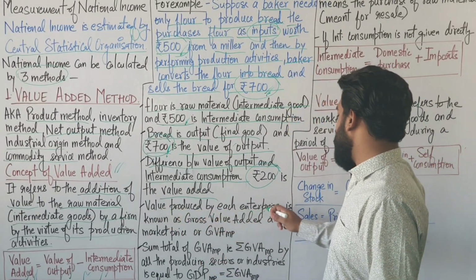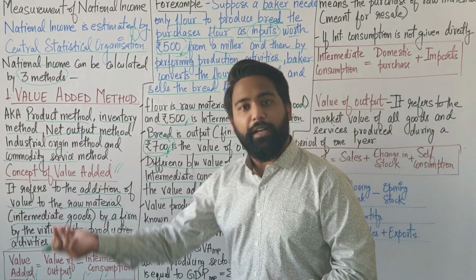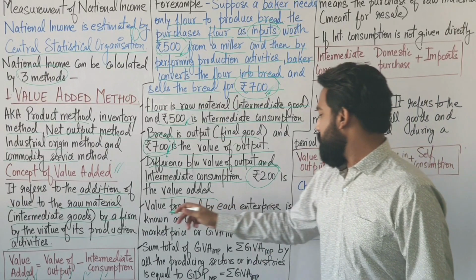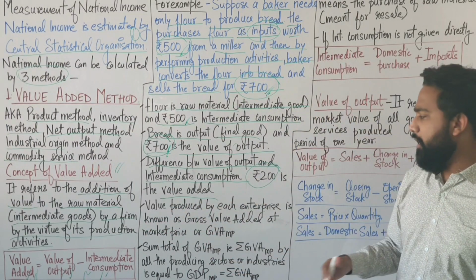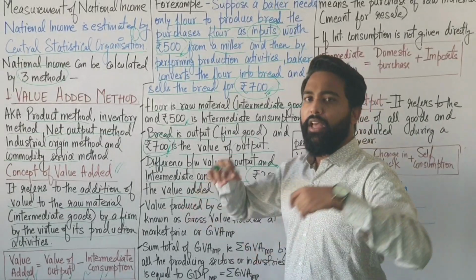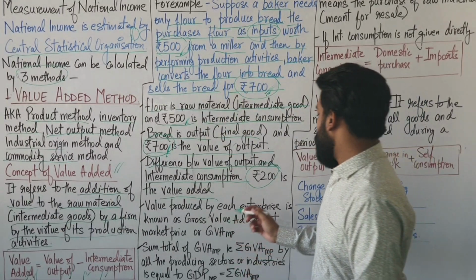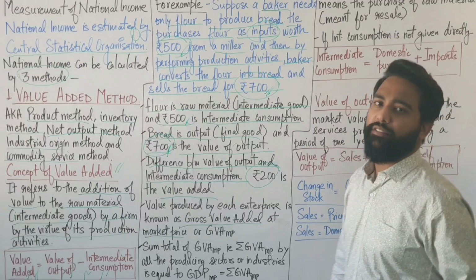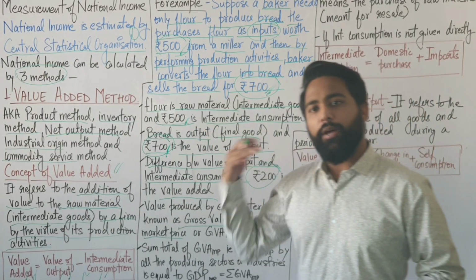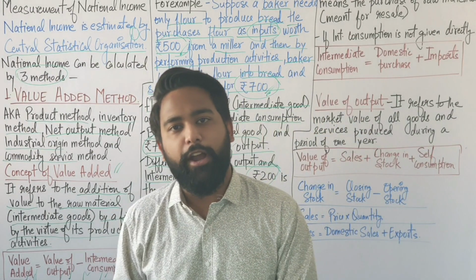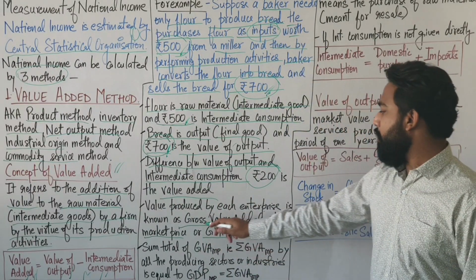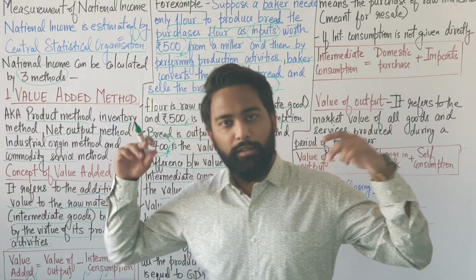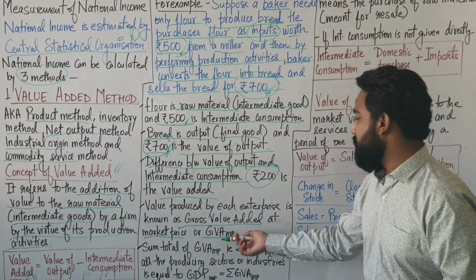Now, value produced by each enterprise. Like this baker, there are some other bakers also, there are some other producers also. The total value which is produced by all the bakers, or in a particular industry or in a particular enterprise, if we add all the enterprises, then it will be known as the gross value added at market price. Suppose we are talking about the primary sector. If we calculate all the value added in the primary sector, then it will be known as GVAMP, or gross value added at market price. And in another sector like the secondary sector, if we add those value added also, then it will also be known as GVAMP, or gross value added.